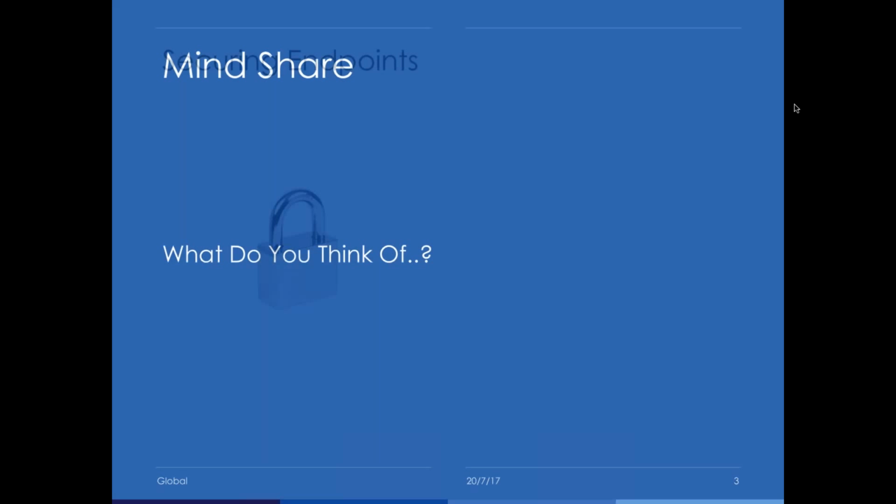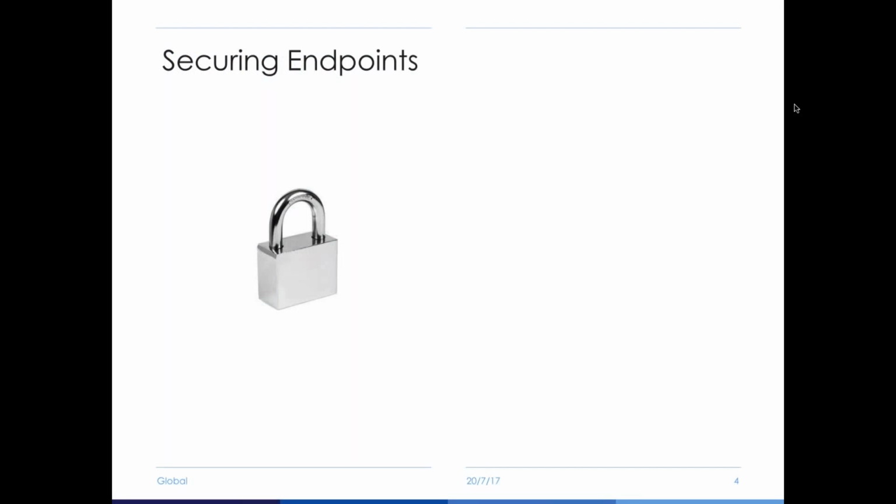First thing we're going to start out with is Mindshare. One of the things we always like to do when we start these webinars out is throw a question out to you, to get the wheels turning. So our question this month is, what do you think of, or what comes to mind, whenever I bring up the term securing endpoints?